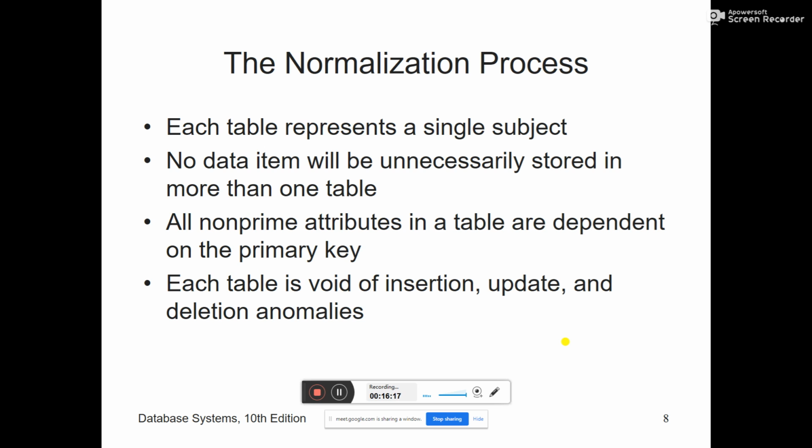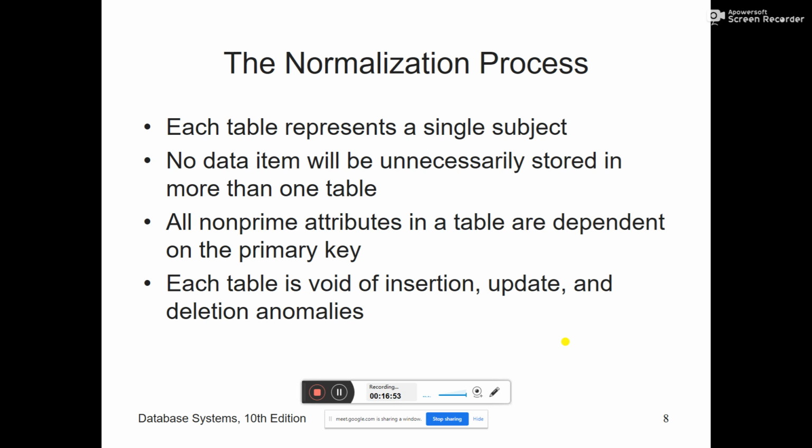Second is, no data item will be unnecessarily stored in more than one table. The reason is that we want to make sure that data are updated in only one place. Because if we store the same data item in multiple tables, it is adding redundancy. So when there is redundancy in our table, whenever we want to update or delete any record, we have to do it from multiple places, and we don't want that because there is a chance of error in it.